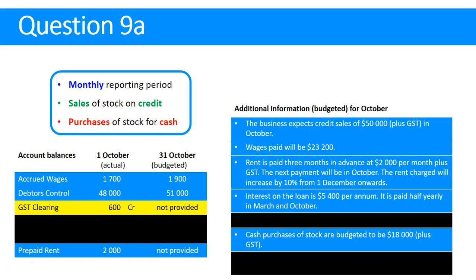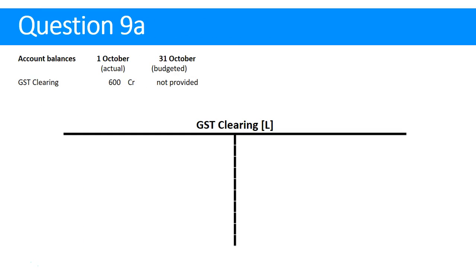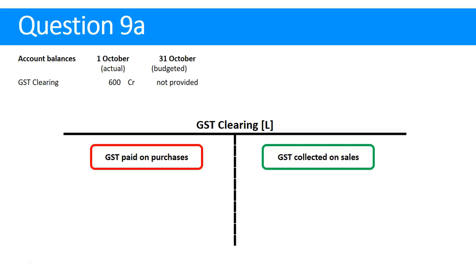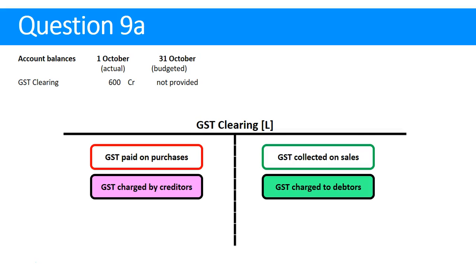What we want to look at is, do we pay or collect any GST? To do that, we want to remember what makes GST go up and down. We can make it go up by collecting GST on sales, and it can go down by being paid on purchases. The opposite of that would be if we make credit sales, we charge GST to debtors, and if we buy stock on credit, that would decrease our liability.